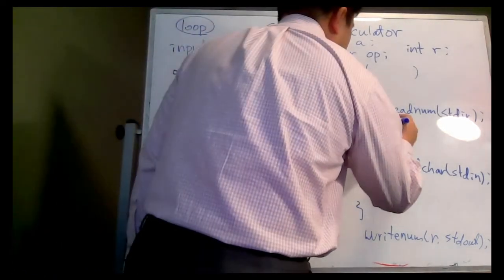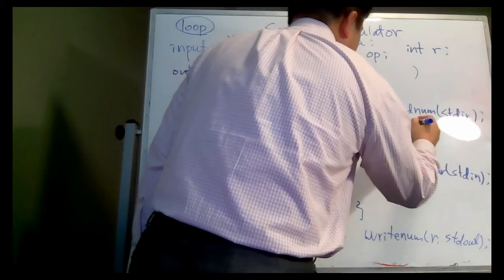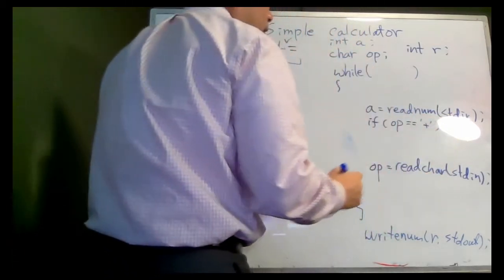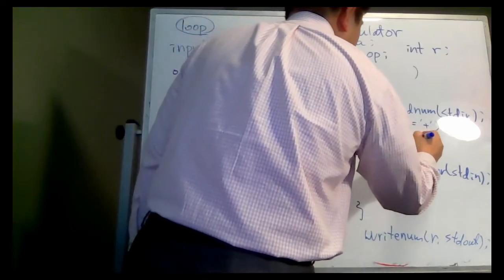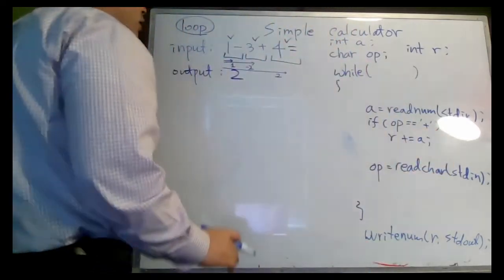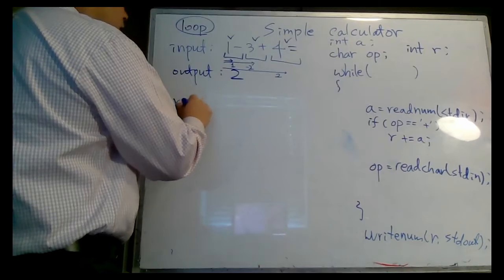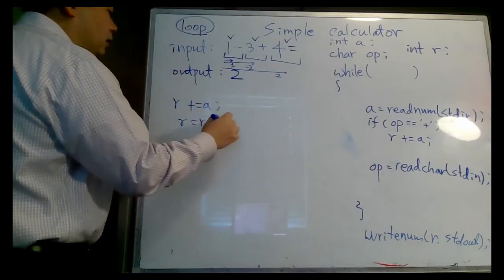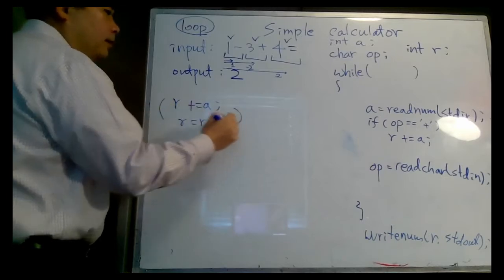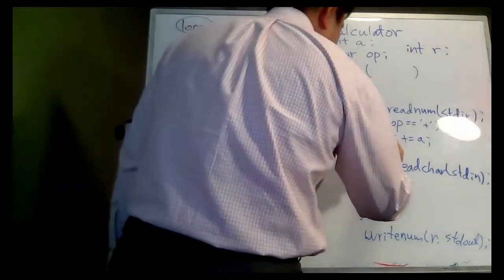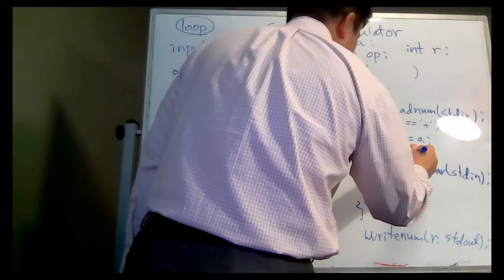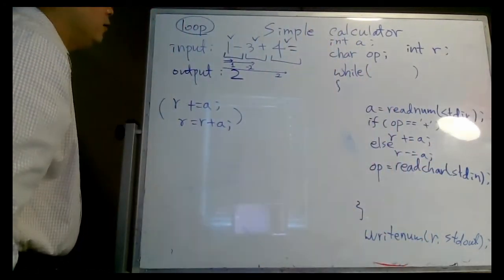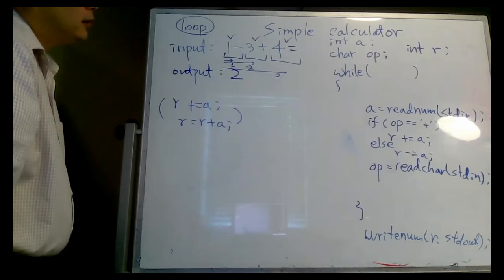So what does that mean? If the operator is plus, you have to add the number A to R. Remember, this is the same as, it's a shorthand for this. Okay, so otherwise, you have to subtract A from R. Okay? Does it make sense?